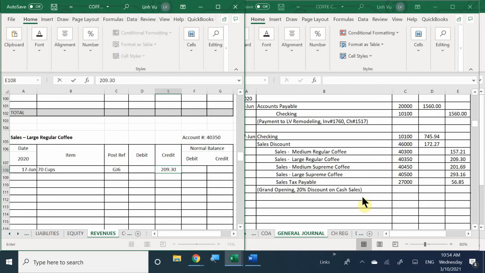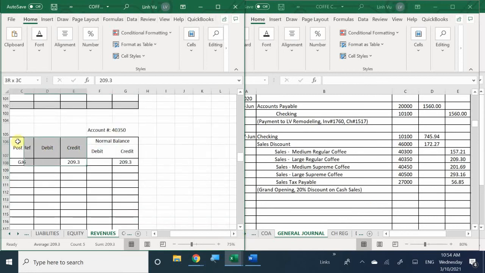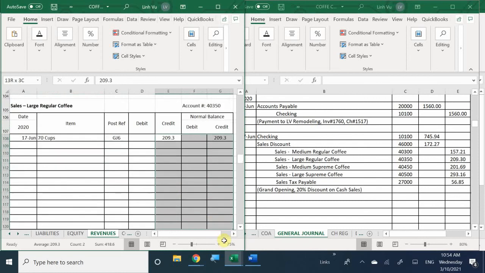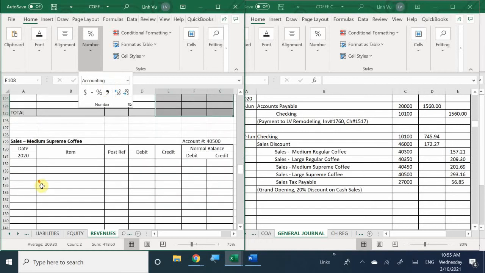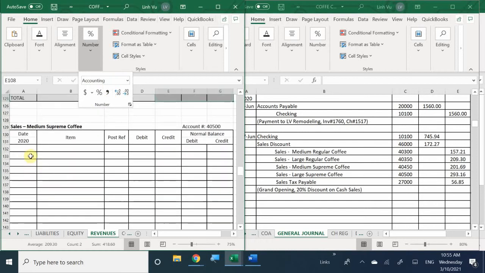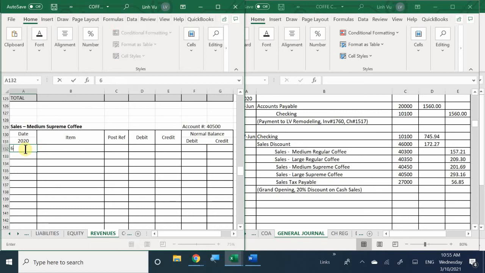$209.30. Okay, and that's going to be again a credit for $209.30. Right. I'm going to format all of these once again to decimal. Okay. What about my medium supreme coffee? How many cups did I sell? 81. You sold 81 cups.